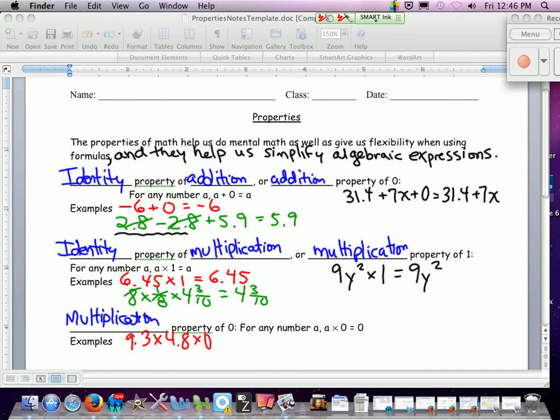You don't have to start left to right. You can go, oh, it's got a times 0 in there. It's all multiplication and one of them is a 0. So the whole thing becomes a 0.